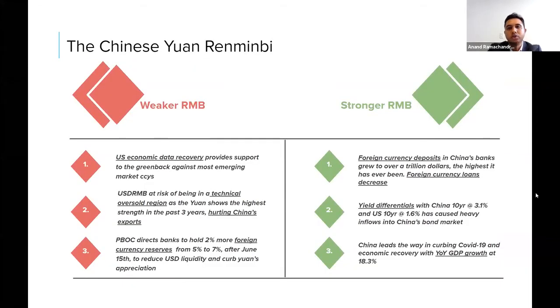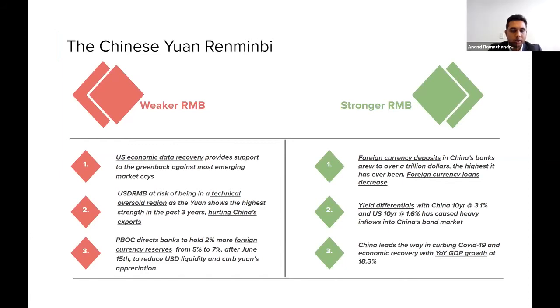Moving on to the Chinese yuan, which is the talk of the town, essentially because the yuan has appreciated about 12% against the US dollar in the last 8 months. Why has this been happening? Do we expect this to continue? What's our forecast going forward? We do believe that the yuan has more appreciation to come. Let's look at what's causing a weaker Chinese yuan at the moment.